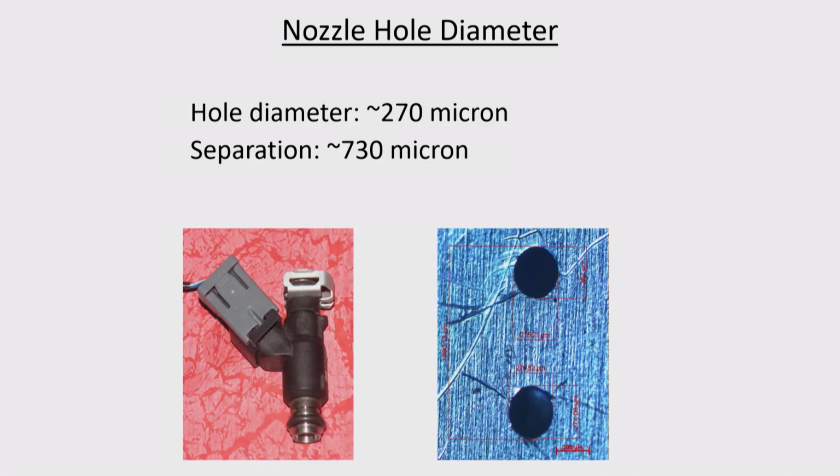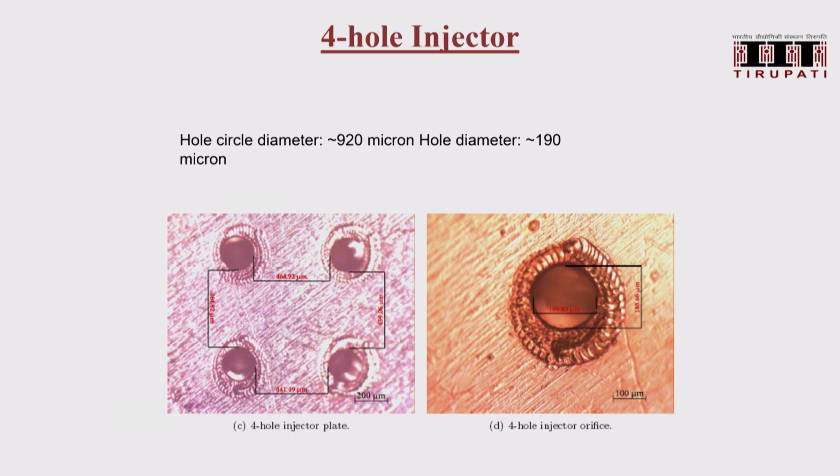That's the reason low pressure injectors will have slightly larger holes, though again it depends on the mass flow you want. Just as an example, for the same kind of injector with two holes, the size is 270 micron. If they increase the number of holes, then they reduce the size. So this is a 4-hole injector, with really small holes.